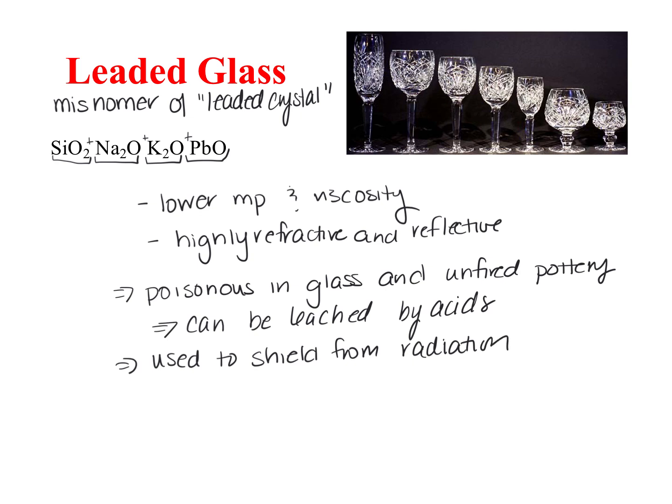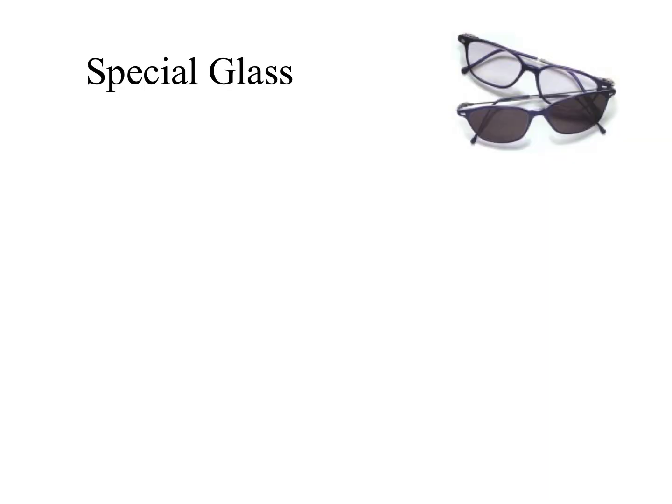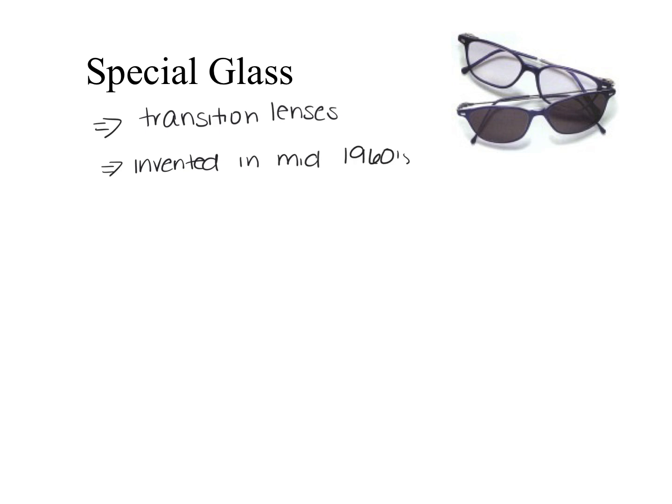The next type of glass that we're going to talk about are specialty glasses, specifically the transition lenses. So transition lenses are ones that, when you're indoors, look like regular glasses, and then you walk outdoors, they transition to sunglasses. These were invented in the mid 1960s by Corning Glass.